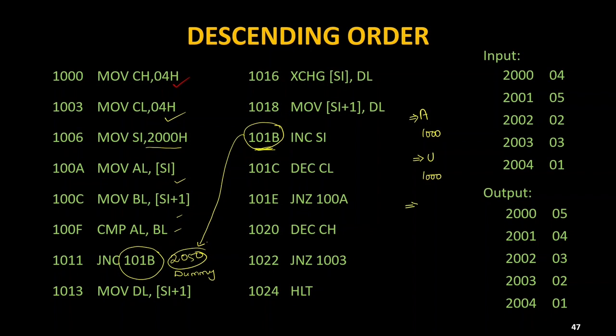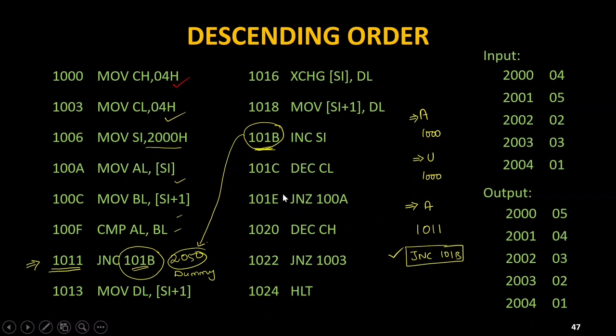And after that, this is going to be 101B. So here the instruction is at 1011. I want to edit only that instruction, which is here. So what I will do, I will enter the value A, and after that I will enter the address 1011. It is going to show a new line. There I can enter jump no carry 101B instead of the dummy value 2050, and I can replace it.